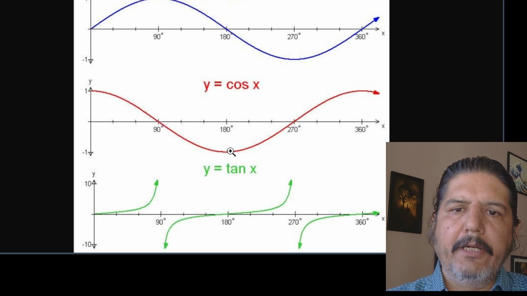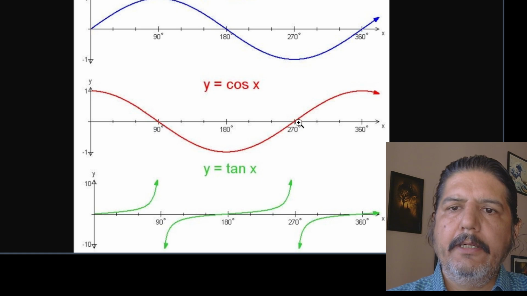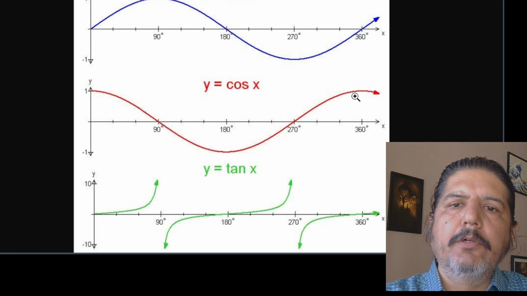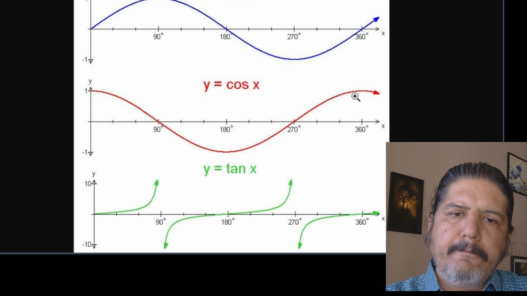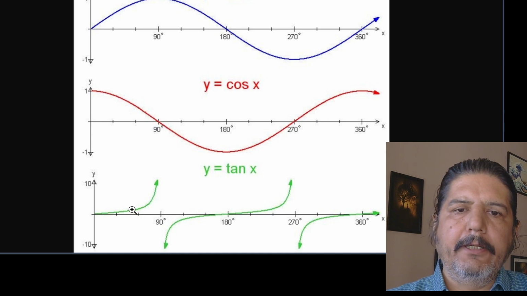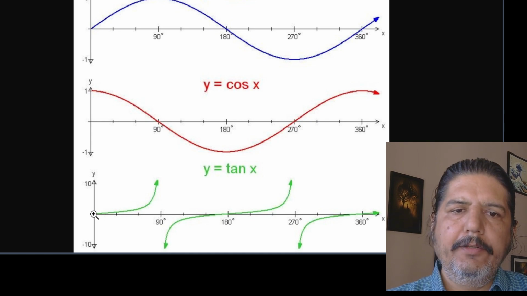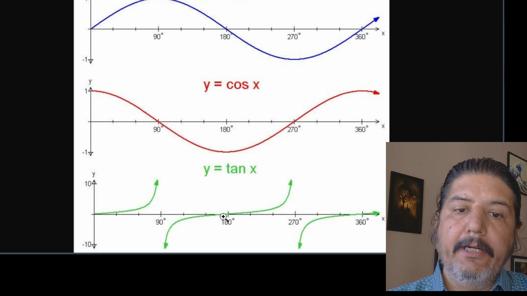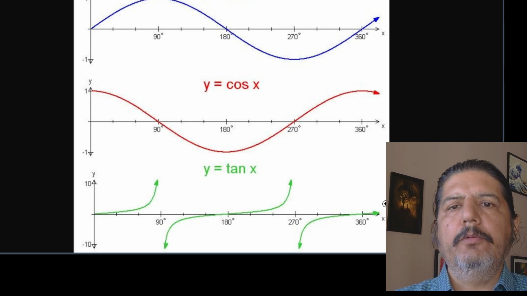So from 0 to minus 1, from minus 1 to 0, and again after 270 degrees, it increases from 0 to 1. This is how the value of cos looks. And if we look at the tan graph between 0 and 360 degrees, from 0 to 90 it increases from 0 to infinity. From 90 degrees to 180 degrees, this is how it looks, and this is how it looks.